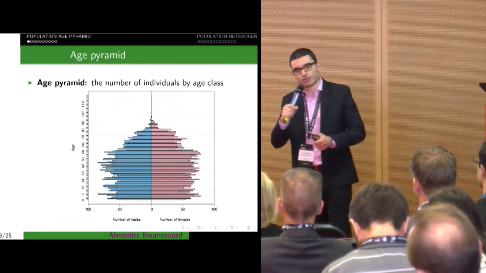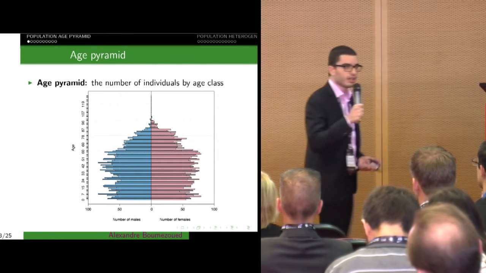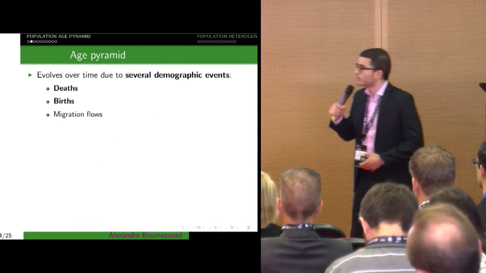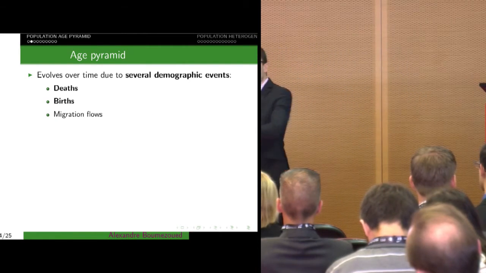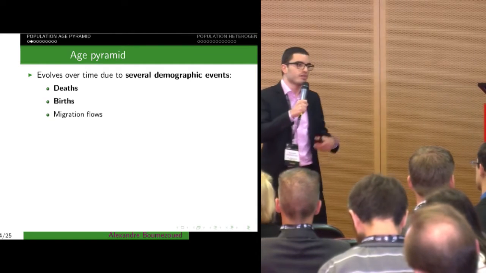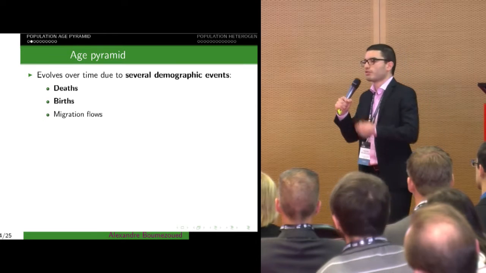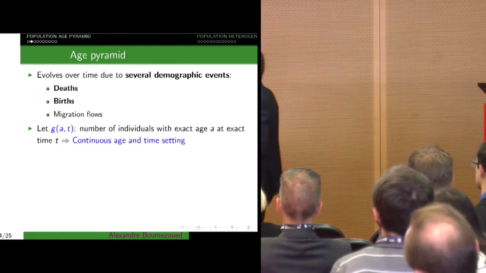So this is a picture of the age pyramid at time t, but of course this is evolving over time due to several demographic events. Namely for us, you have deaths in cohorts, which modify the structure of the age pyramid over time, and you also have births, which renew the population over time. You also have migration flows, but in this talk let us forget about migration flows.